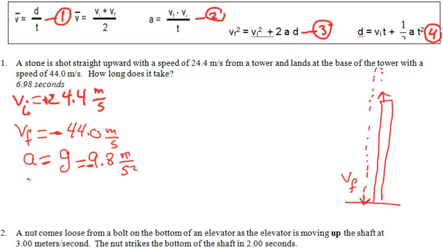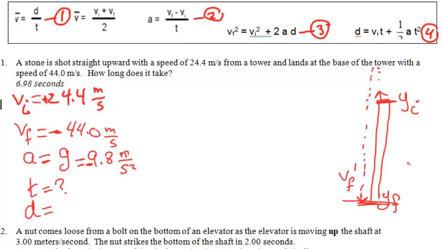Okay, so the question is, what is the time? That's what we're asked to find. Now, how about the displacement? Do we know the displacement of that object? Let's look here. Now, remember, displacement is the final position, and here we have the final position, y final, at this point, minus the initial position. And the initial position is at this point. This is y initial.